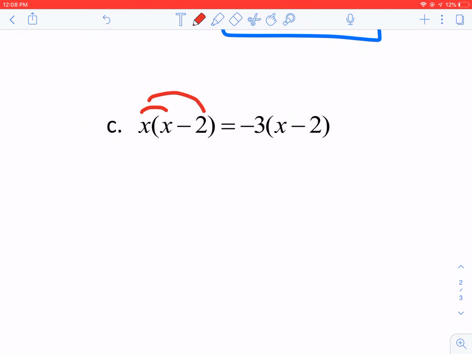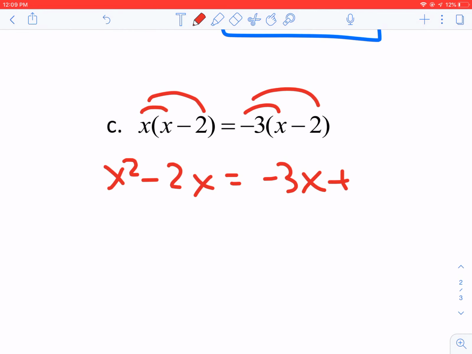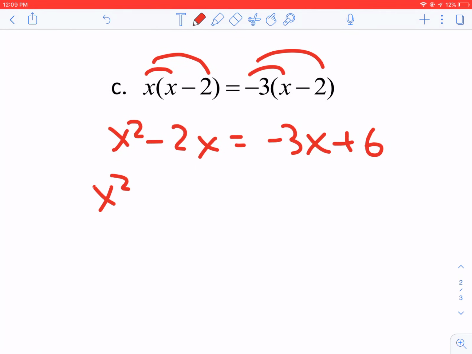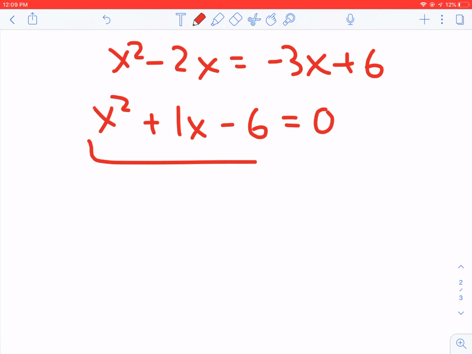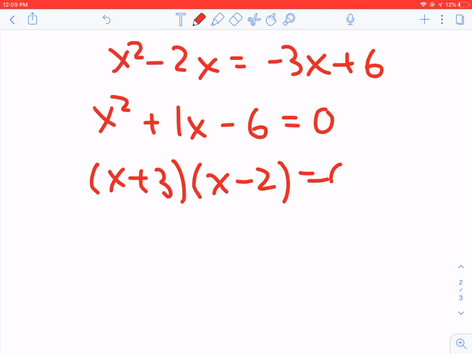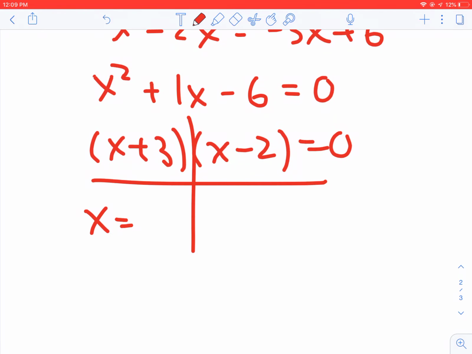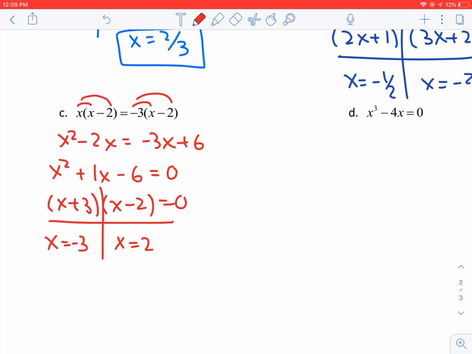Here, distribute: x squared minus 2x equals distribute negative 3x plus 6. Again, we want this in standard form and equal to 0, so I'm going to add 3x to both sides. That's going to give me plus 1x. Subtract 6 from both sides. It's going to give me minus 6 equals 0. This is a trinomial where my a value is 1. So I just need two numbers that multiply to negative 6 and add to positive 1. And that's going to be positive 3 and negative 2. Teeing it off, we get solutions of negative 3 and positive 2.